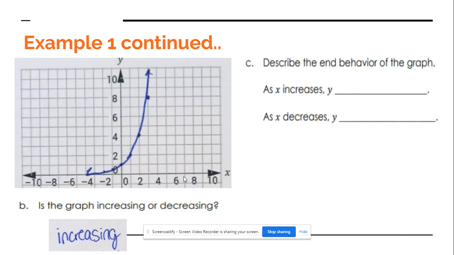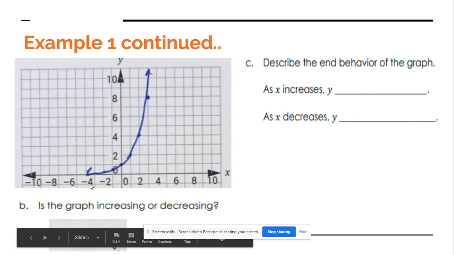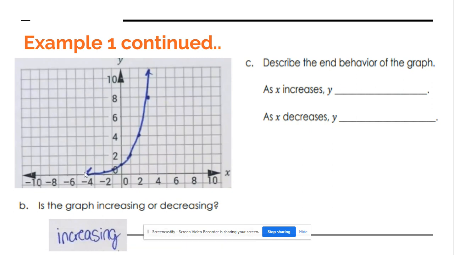Something new that we will talk about as we look at exponential functions is the end behavior of the graph. I want to explain to you what that means. As x increases, so as I move from left to right along my x-axis, what is happening to the y values? Are they increasing? Are they decreasing? Are they going up? Are they going down?